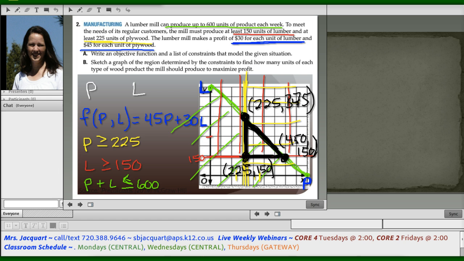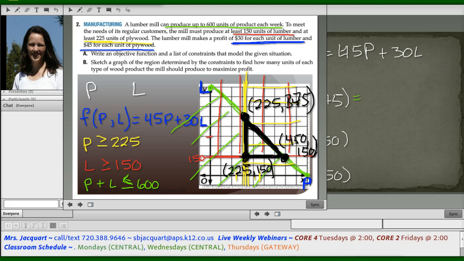Okay, so with those points, I'm going to go ahead and write them down and then we'll work them out. First of all, I'm going to write F of P, L equals 45P plus 30L. And my three points are going to be 225, 375, and then 225, 150, and then 450 and 150. And then it's calculator time.